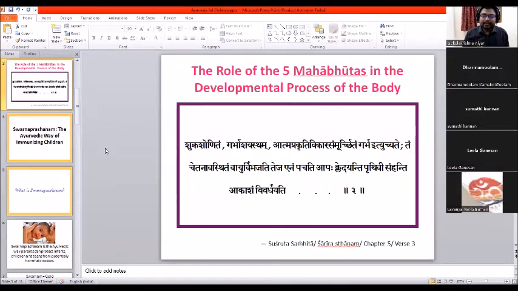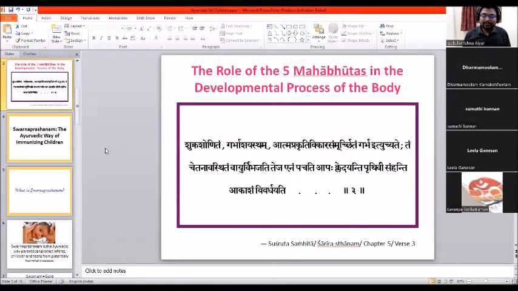So they are directly responsible for the formation of the physical body of every living entity, and they are responsible for the developmental process of the body. So from a single-celled zygote to a 9-month-old baby, a lot of changes take place in the development of the body. So in all of these processes, we have the involvement of the five Mahabhutas.